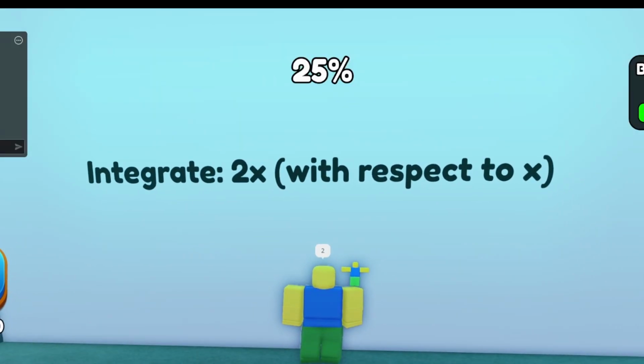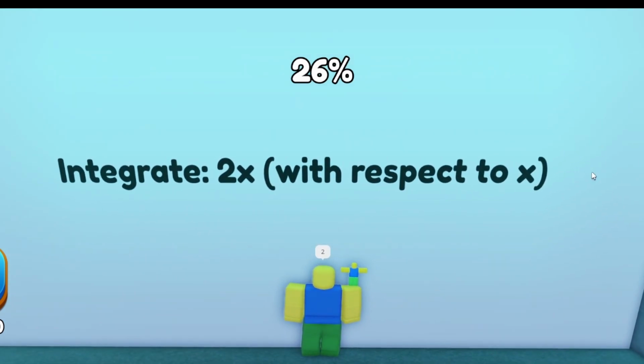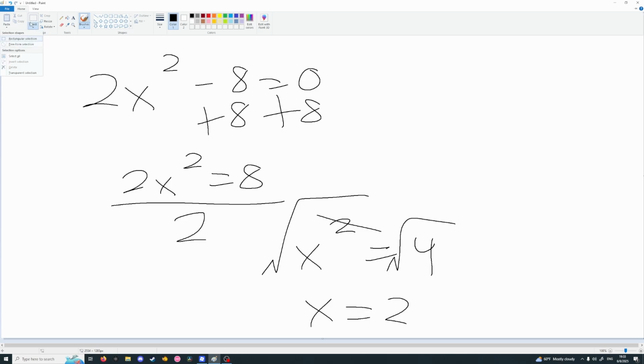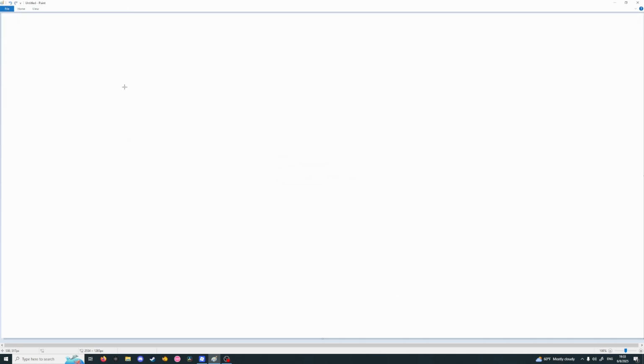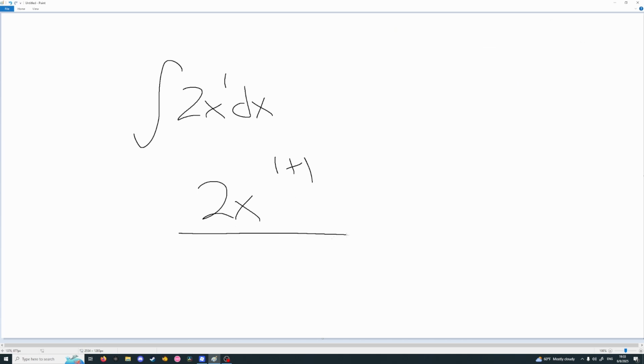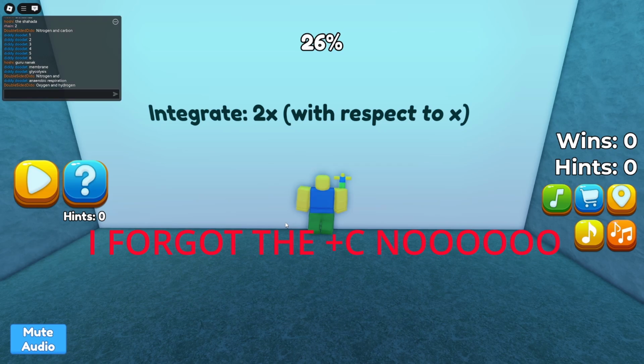Integrate. Uh-oh. I don't know how to do that. Wait, maybe I do, because I was doing things that were kind of like integration. So assuming it's just the indefinite integral of 2x dx, then we just find the antiderivative of it, I would assume. So you have 2x to the first power, then we add 1 to the power and divide by the new power, 2. These 2s cancel, and then we just get x squared, right?